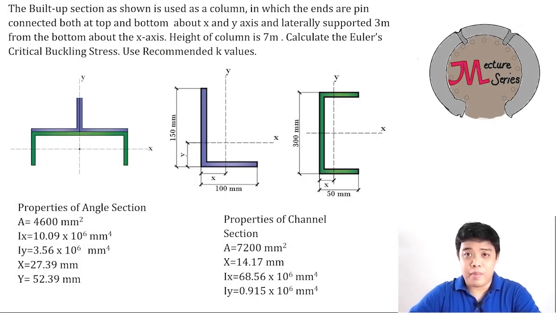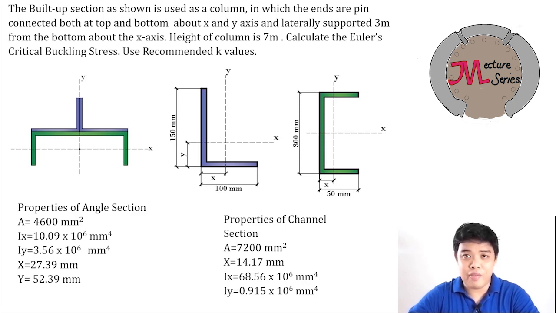Let us discuss Euler's critical buckling stress of built-up symmetrical sections. Let us have a problem. The built-up section as shown is used as a column in which the ends are pin-connected both at top and bottom, about the x and y axis, and laterally supported 3 meters from the bottom about the x-axis. The height of the column is 7 meters. Calculate the Euler's critical buckling stress.